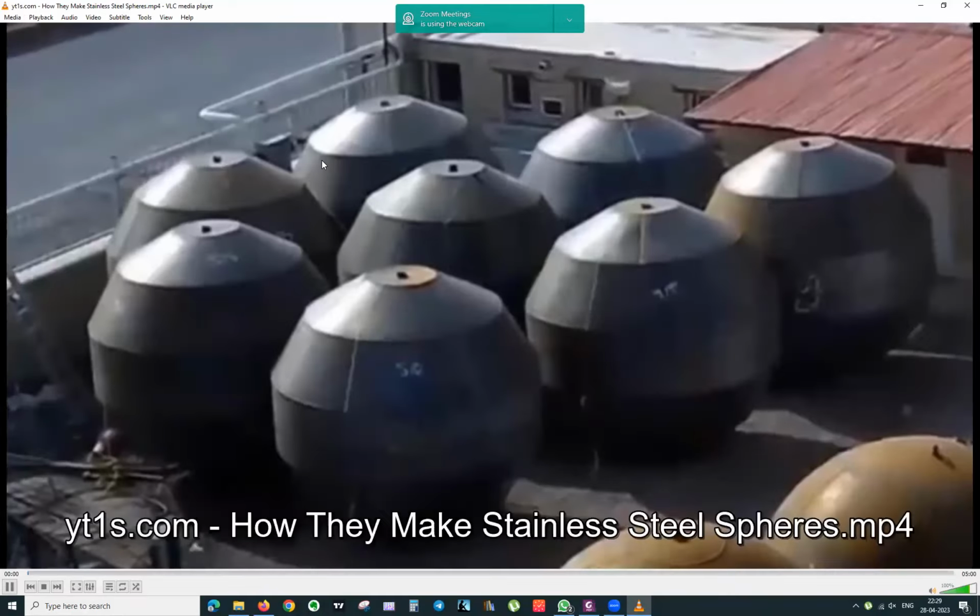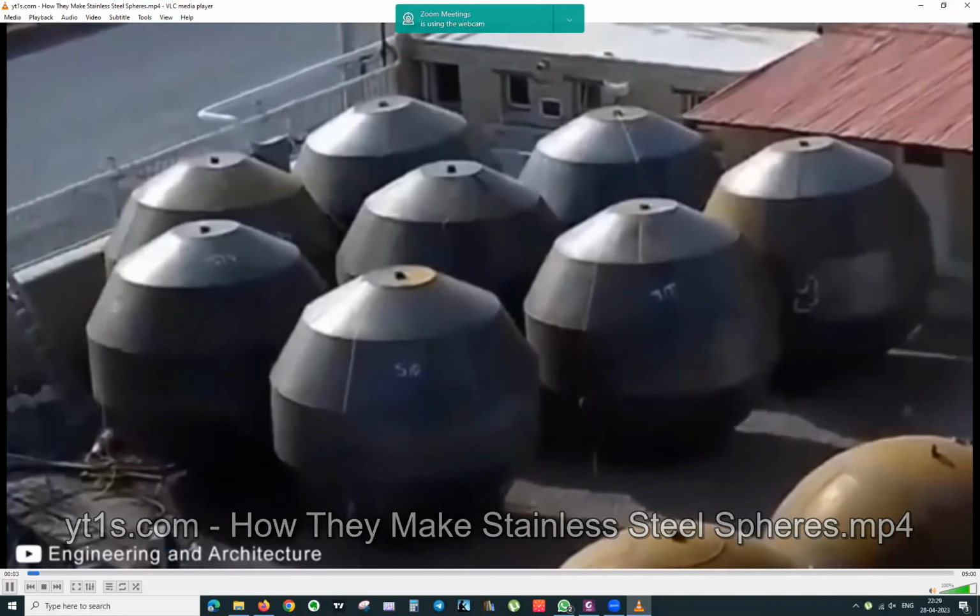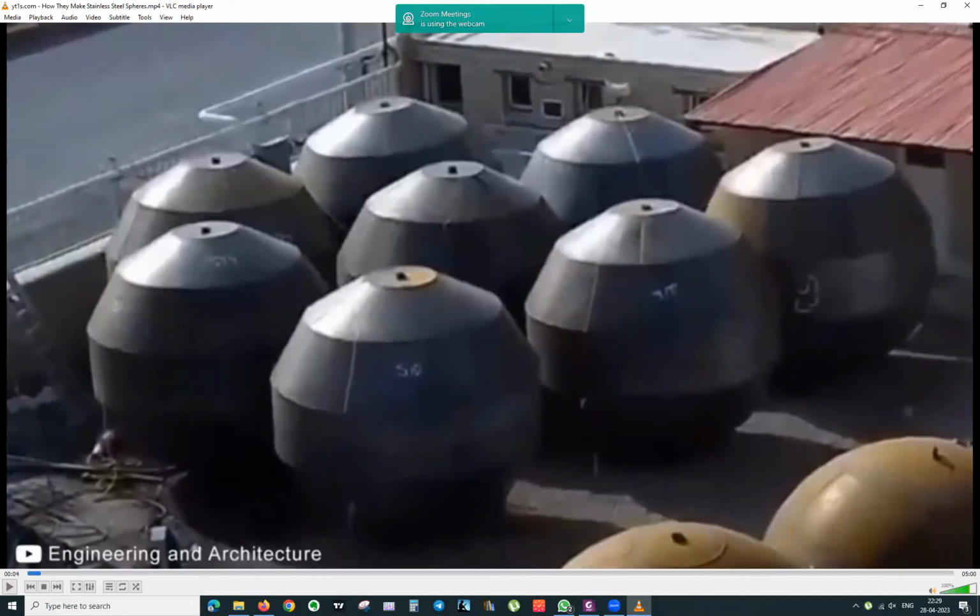How do you make spheres? I've come across a small video clip in various compilations on YouTube. So what they do now, this is how they make spheres actually. You want to make a full round sphere. Can you see on the top, there's a bomb there. There's an explosive.